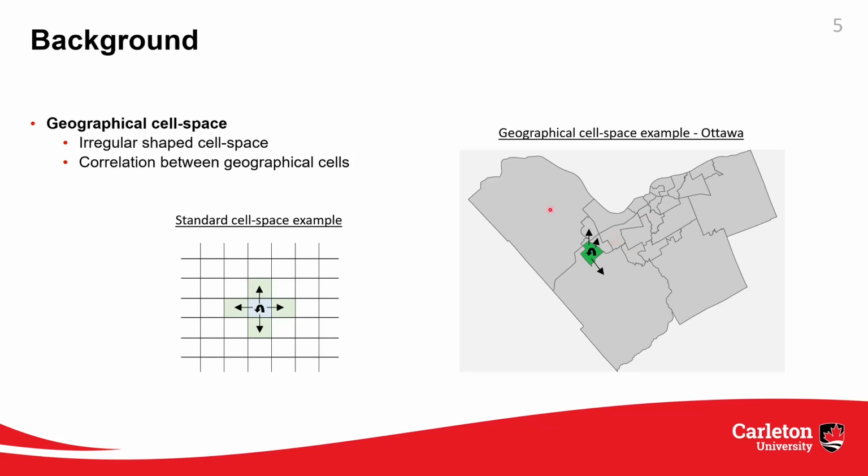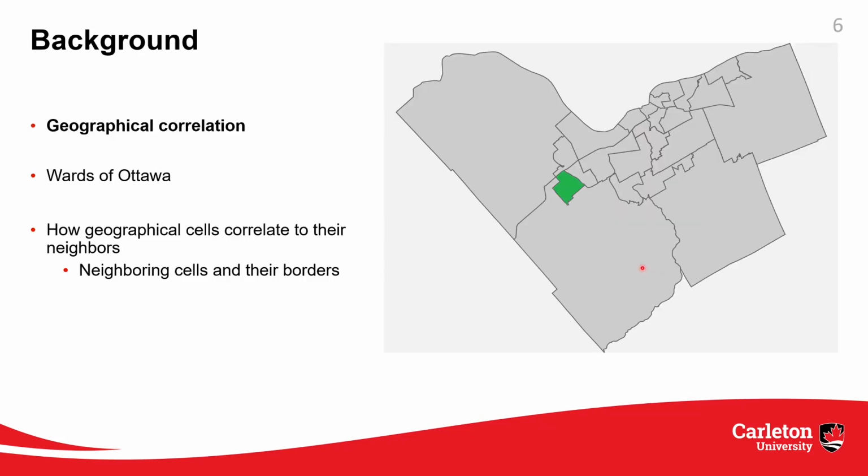Now, this can be called an irregular shaped cell space, but we still need a way of correlating each cell to its neighboring cells. How do we know what cells are neighboring each other? And this is where geographical correlation came in. Geographical correlation can be shown with an example here using the wards of Ottawa, where each cell can correlate to its neighboring cells based on their borders.